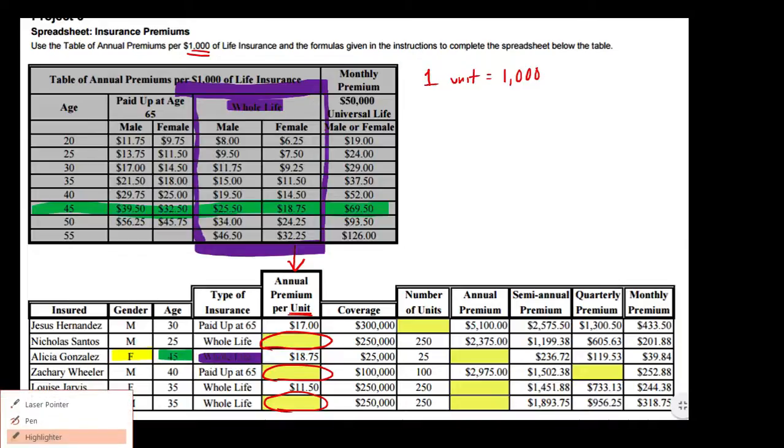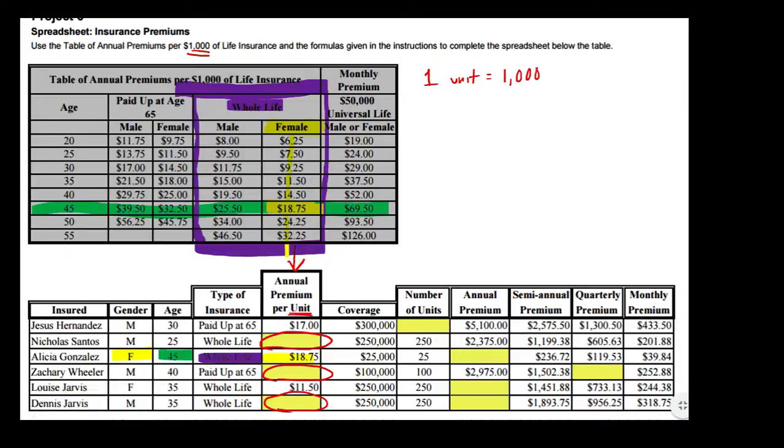Finally, I'll use gender. I see that she's female. So my answer has to be somewhere in this female column. So the only box that is in the age 45 row, the whole life insurance category, and in this female column is $1,875. So her annual premium per unit is $1,875. So you'll do the same thing to figure out the annual premium per unit for Nicholas, Zachary, and Dennis.